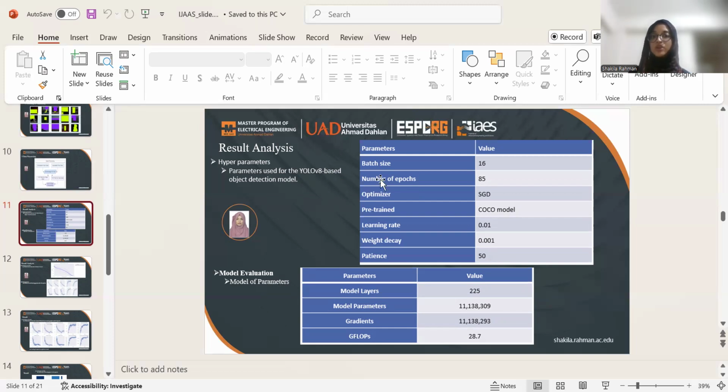For hyperparameters, we have used batch size, number of epochs, and optimizer. For the optimizer, we have used the SGD optimizer, and we have used a pre-trained COCO model, a learning rate of 0.01, weight decay 0.001, and patience 50. For model parameters, we have used the model layers, model parameters, gradients, and some z-plots. These are the values for these parameters. Actually, we have tested other parameters, but all these values are the optimized values.